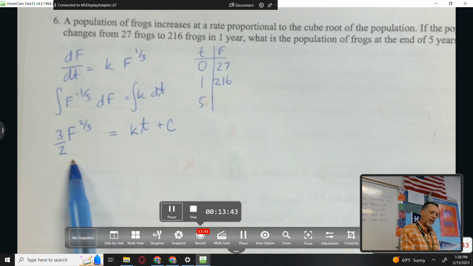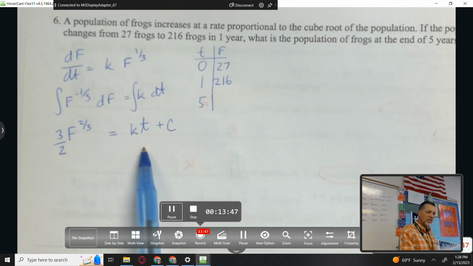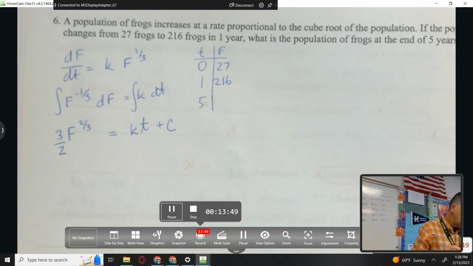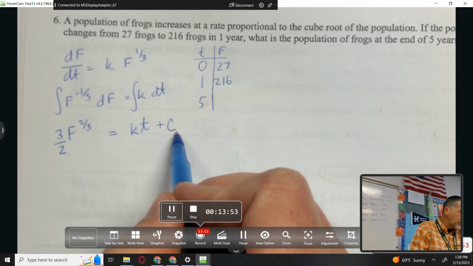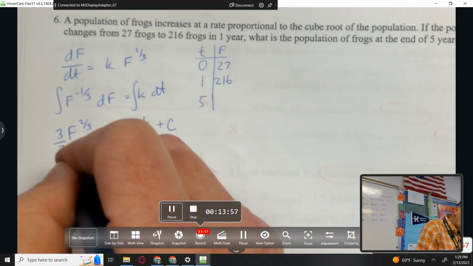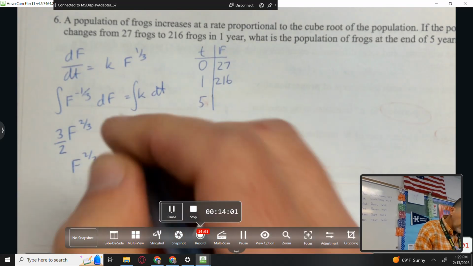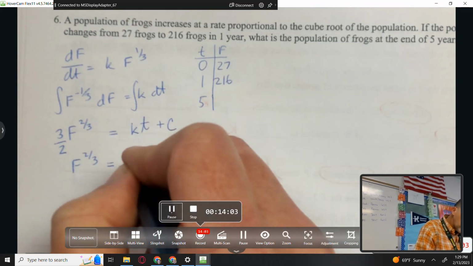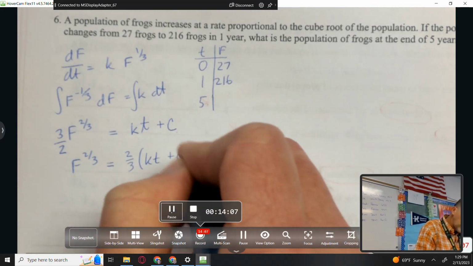Let's see. I think I want to solve for c first. Yeah. This is always like, when do you want to solve for k? When do you want to solve for c? I think I want to solve for c first. So f to the 2/3 is 2/3 kt plus c.